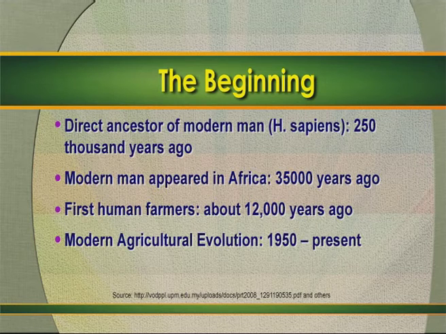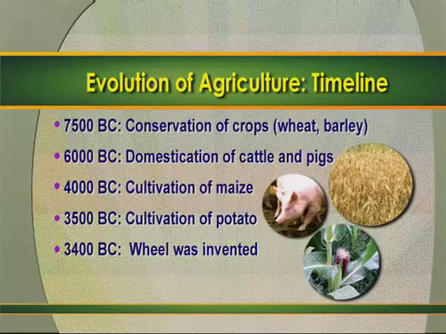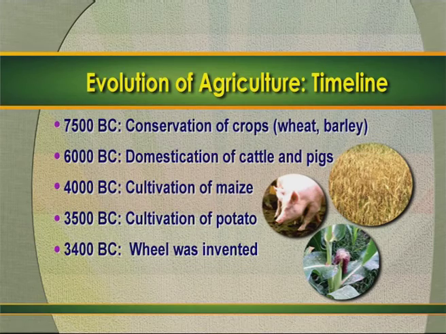The first human farmers, meaning systematic cultivation, started about 12,000 years ago. And then we can say modern agriculture started after 1950. We will discuss all these stages in detail. Now, we will see the timeline of development of agriculture. The domestication of crops such as barley and wheat started during 7500 BC.